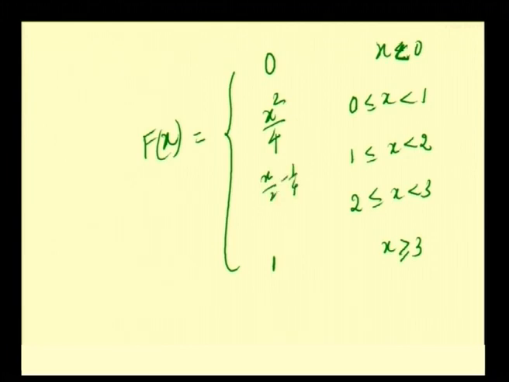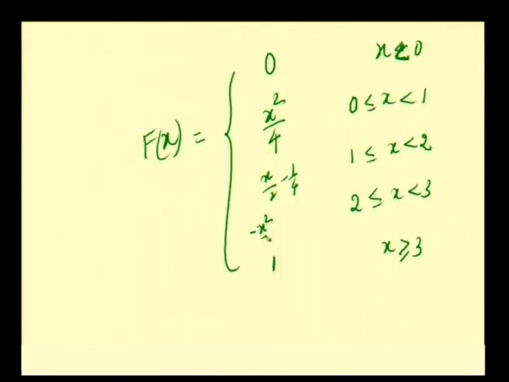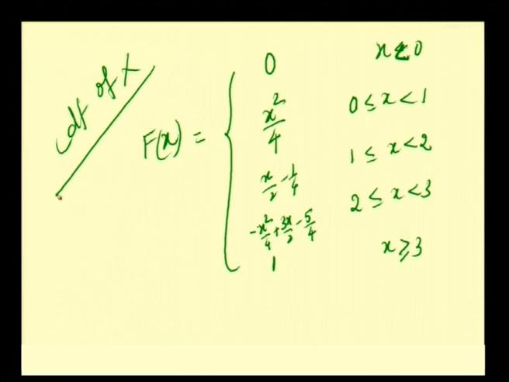What is the third answer? Minus x square by 4 plus 3x by 2 minus 5 by 4. So, this is your CDF of x for the given PDF which is discontinuous. We have seen this example for a continuous random variable having the PDF which is discontinuous, having the discontinuities at x is equal to 1 and x is equal to 2.